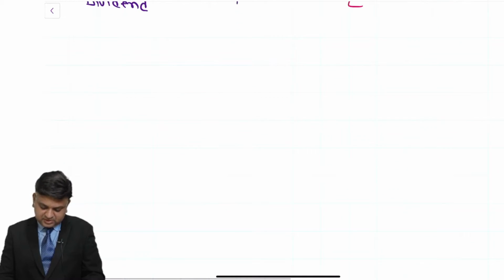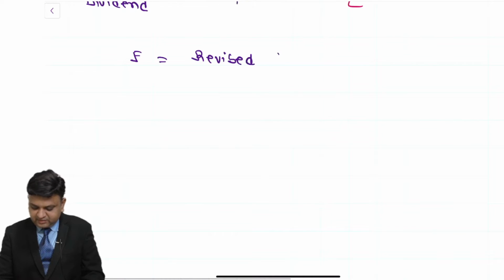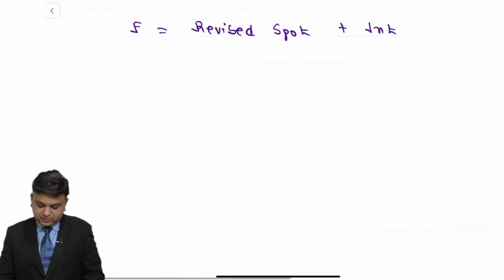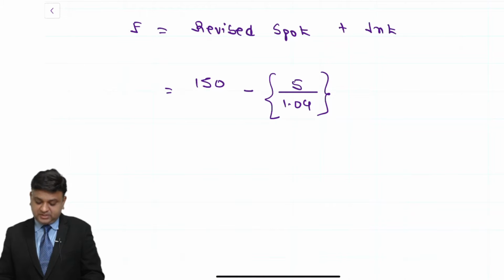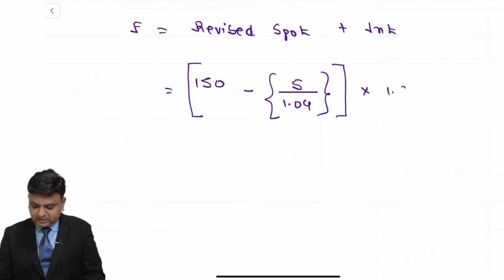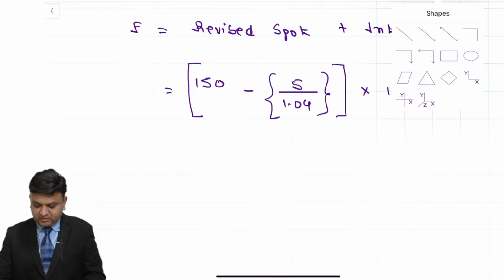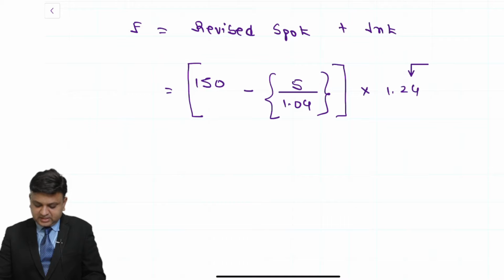So what you can do, listen to me carefully, forward is equal to revised spot plus interest. What is revised spot? It is 150 minus 5 divided by 1.04. That is, the present value of the dividend is deducted from the spot price of the security, and with that we get the price of the security excluding the dividend effect, into 1.24. I hope that everybody is clear now. Why have I applied the into sign? The rate of interest is 24% and the time period is 12 months.